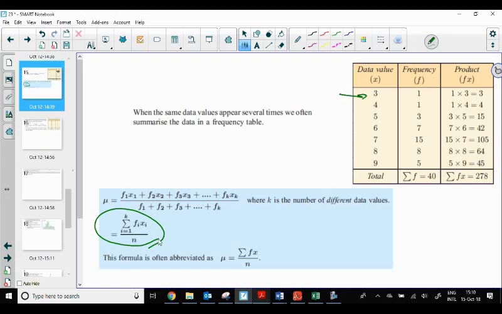There's 1 three in the table, there's 1 four, there's 3 fives, 7 sixes, and so on. There are a grand total of 40 data points represented here, and the sum of those 40 data points is 278. We can find the average, of course, by doing 278 divided by 40. And hopefully this illustrates to you why this formula here makes sense.